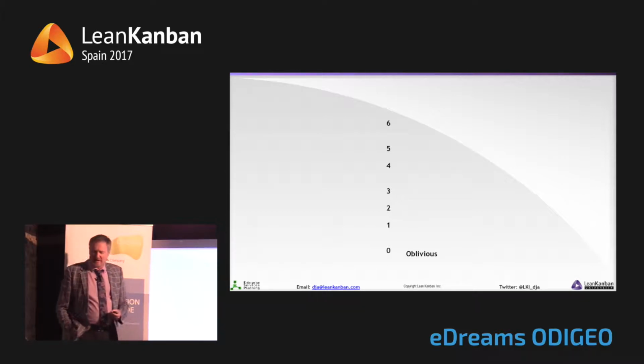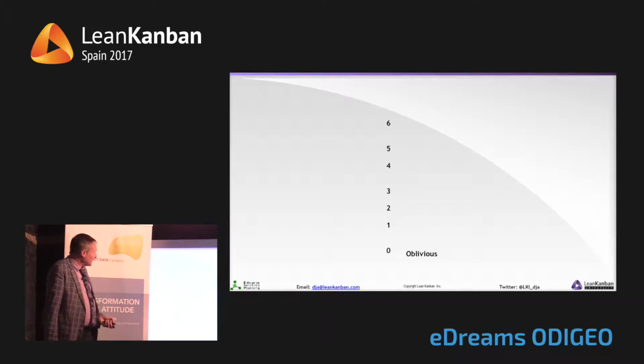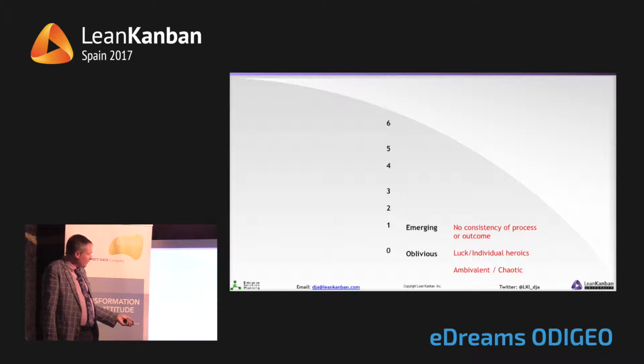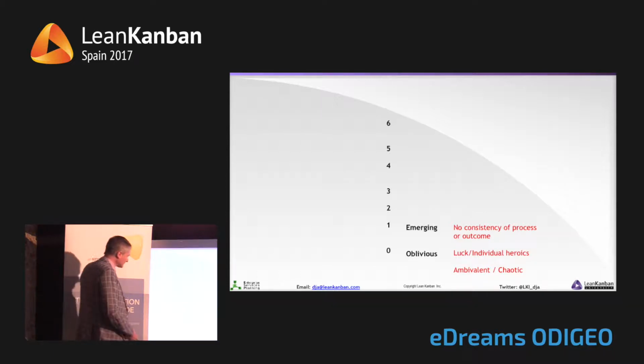We are oblivious to the idea that we need any process or any management whatsoever, that there is ambivalence, that what we're doing is chaotic and we rely on luck and individual heroics. Then, if we work our way up here, the next level, this is the term the CMMI use, emerging. What that means is no consistency of process or outcome, but some kind of management and process is emerging. We might get there.